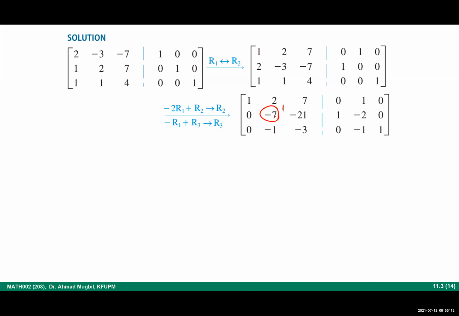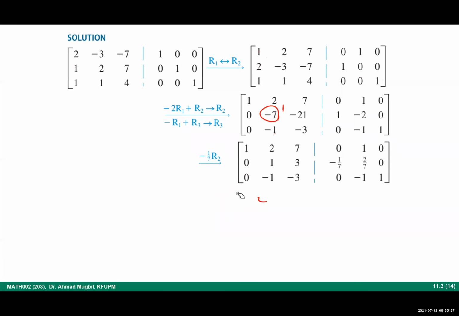So now here we have -7. I want this to be 1, ya Shabab. So what we will do? We will multiply row number 2 by -1 over 7, the reciprocal of -7. Now, of course, if you multiply this by -1 over 7, we will get 1. Here we will get -21 over 7, -7, it will be 3. Here we have fractions, so this is what you have to be careful about in the next operations if you are going to continue.